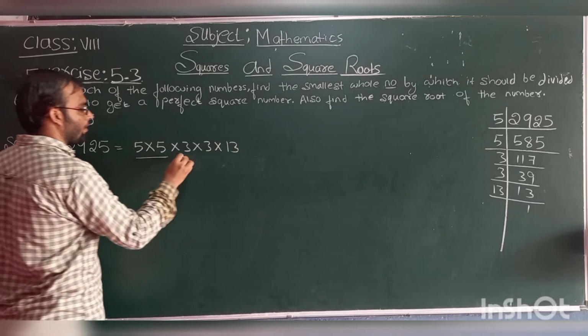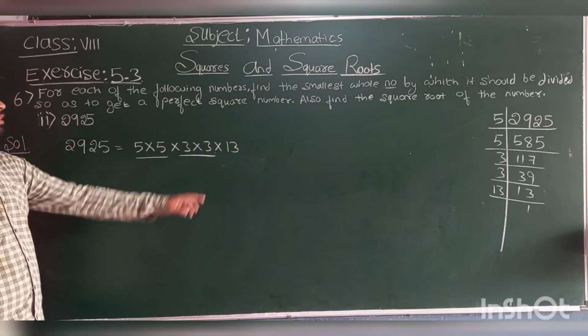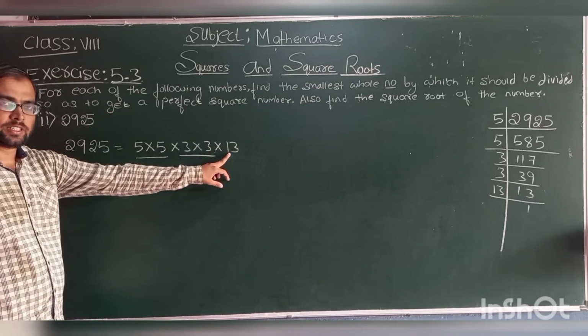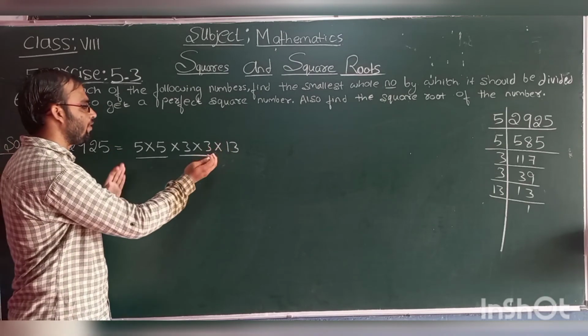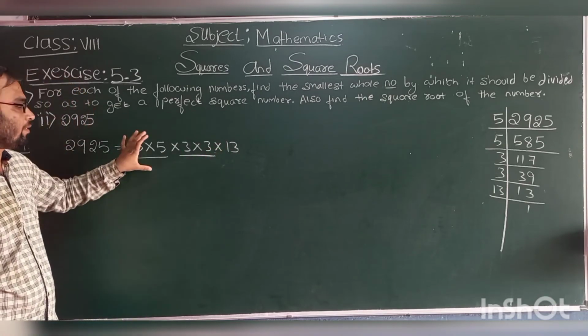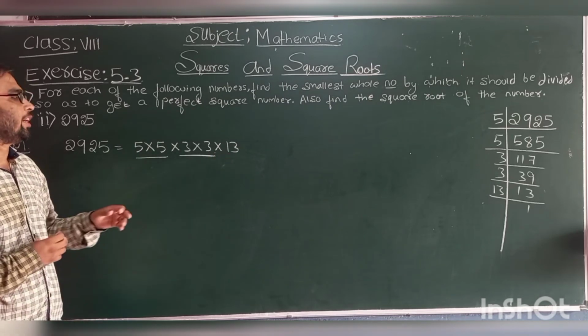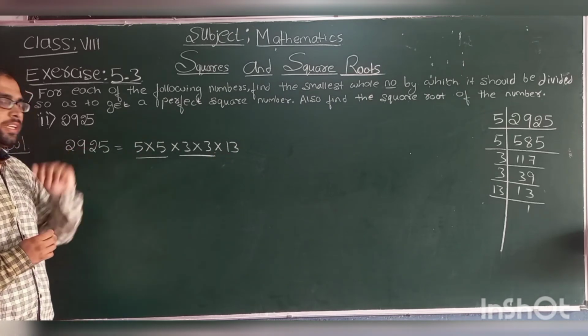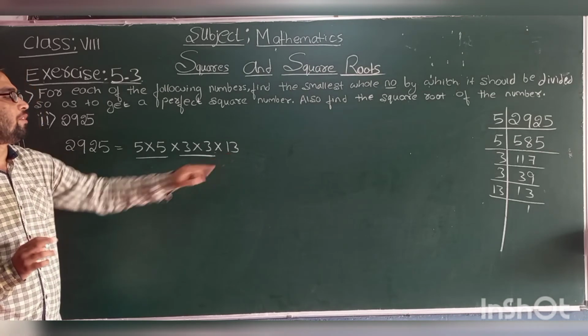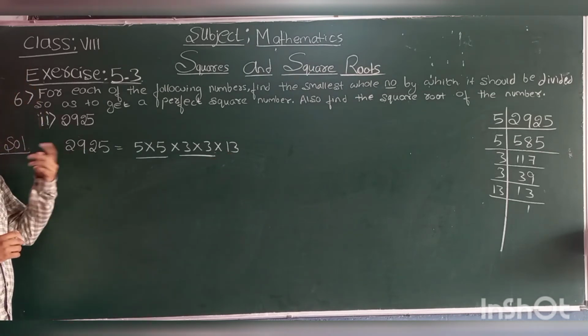Now start pairing. Okay, students, here 13 is not in a pair. So when we remove 13, we are getting only paired factors, and then we will get a perfect square. In order to remove this, what we need to do? We need to divide this number by 13. As 13 is not in a pair, we have to divide this number by 13.